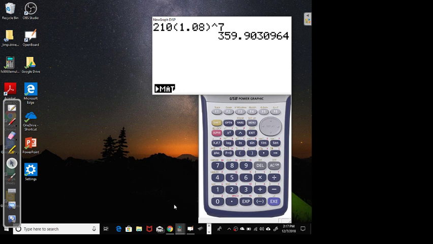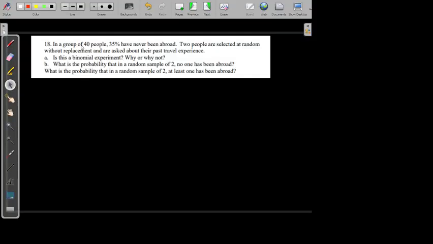So let me just go to question 18. In a group of 40 people, whenever I see some information, that's me. You might be different, but I already start putting n equal to 40 because it's a group, not a population. 35% had never been abroad, never been outside of their country.